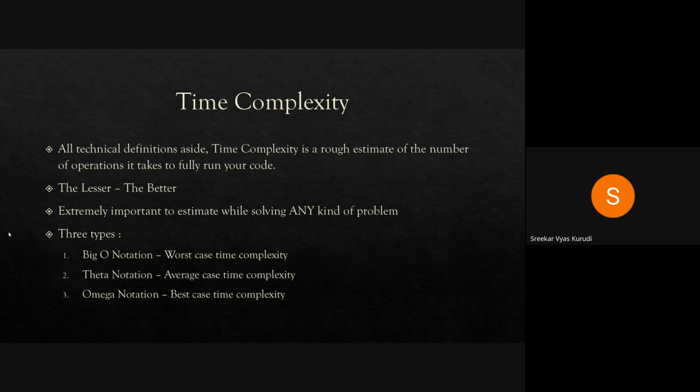So that's that. A rough estimate of the number of operations is the time complexity. And of course, the lesser the time complexity of your code, the better it gets. If someone writes code which executes in 5 seconds, and you write code which executes in 1 second, then on a bigger scale your code is 5 times faster than theirs. So it becomes a very important parameter in judging how good your code is.